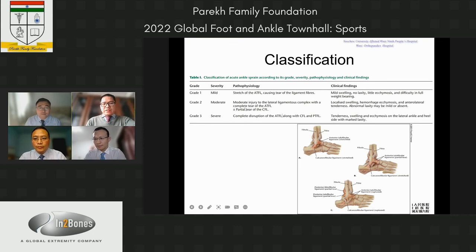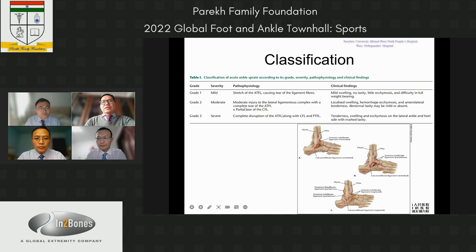The classification of the ankle sprain is mainly to judge the severity of injury so as to choose the later treatment. Ankle sprain can be divided into three grades. Grade one is mild ankle sprain, with a stretch to the ATFL or a tear of the ligament fibers. The clinical findings are mild swelling, no laxity, and little ecchymosis. Grade two is moderate ankle sprain, maybe a complete tear of the ATFL and a partial tear of the CFL.